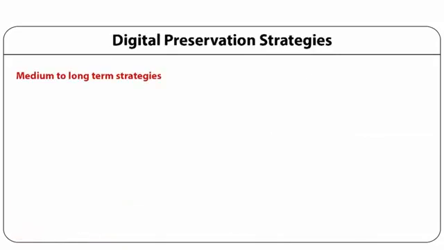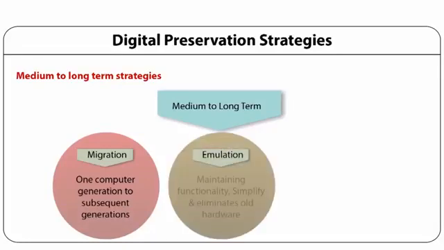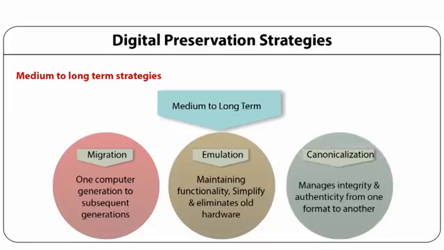Strategies proposed for medium to long-term preservation are likely to work for a long period of time. Such strategies should be used for digital materials that are likely to be of value for a long period of time. Medium to long-term preservation strategies include migration, that is from one computer generation to subsequent generations; emulation, that is maintaining functionality, simplifying and eliminating old hardware; and canonicalization, that is managing integrity and authenticity from one format to another.